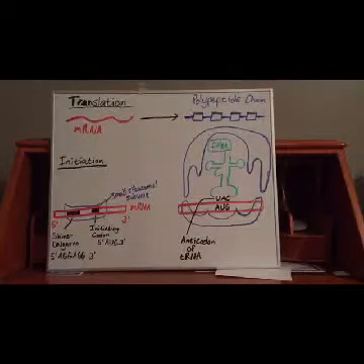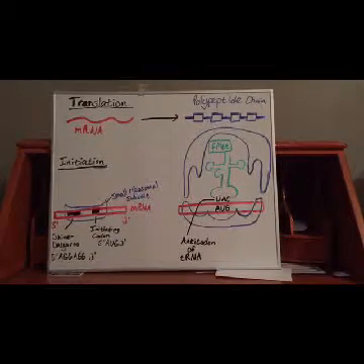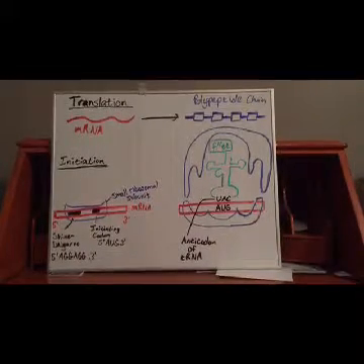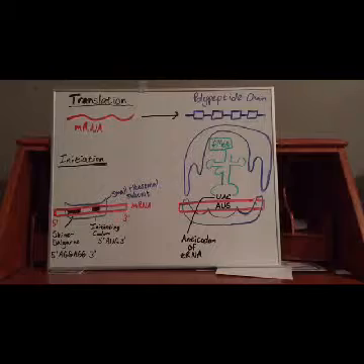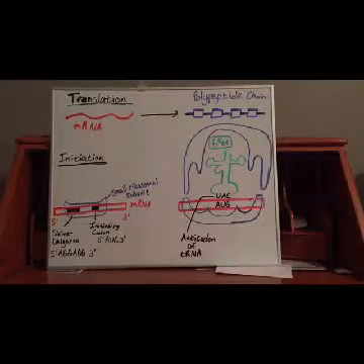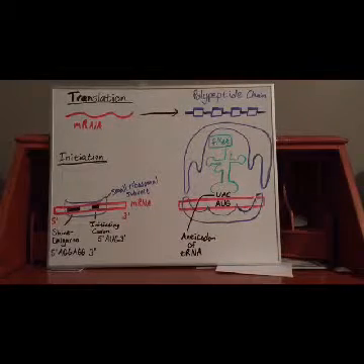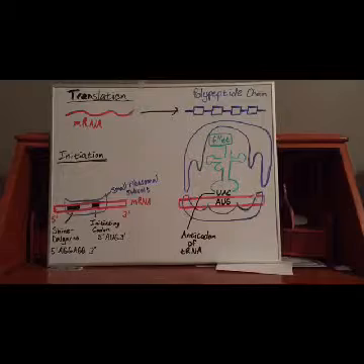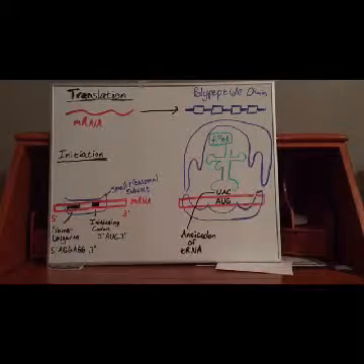Translation is the process of converting the mRNA to a polypeptide chain in order to make proteins. Translation takes place on ribosomes that coordinate the movement of transfer RNAs carrying specific amino acids. Translation occurs in three phases: initiation, elongation, and termination. First, I will cover the initiation phase.